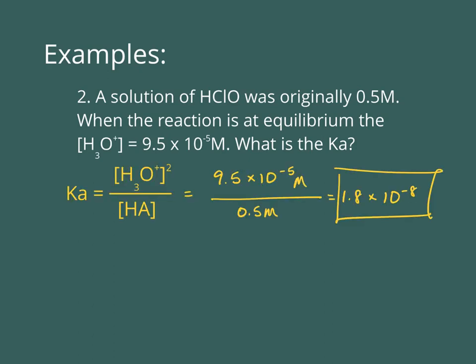And there you go. For this example, all you need to do is plug in your concentration for your hydronium ions over your concentration for your weak acid, divide, and you get your Ka. Remember, when approaching these problems, it's important that you know the identities of your strong acids, because if it's not a strong acid you're dealing with, then it's got to be a weak acid, and your Ka will apply.